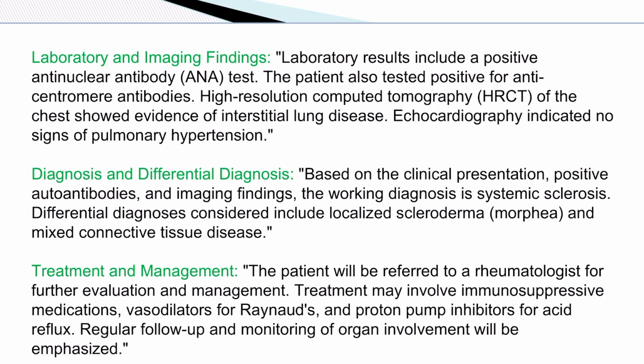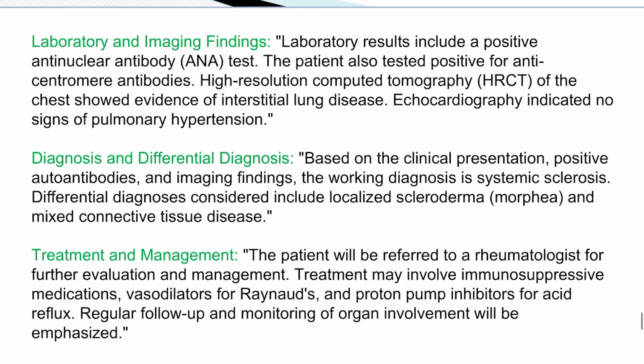So if the patient has given you all this information, it is okay. If not, then you're going to suggest that in order to confirm my diagnosis, I like to do some blood tests, including the ANA test and anti-centromere antibodies. I like to proceed with a high-resolution CT scan and echocardiography to look for any evidence of pulmonary hypertension.